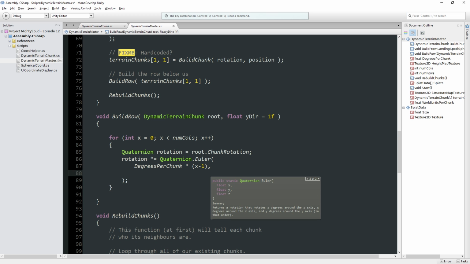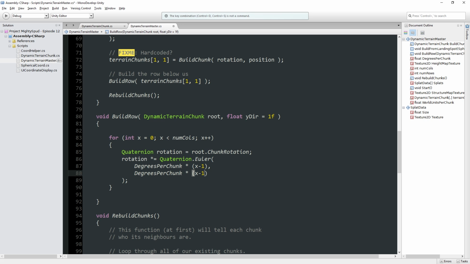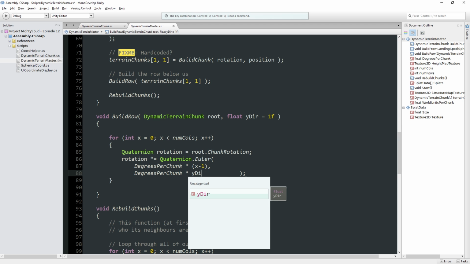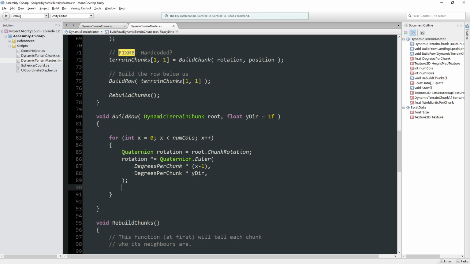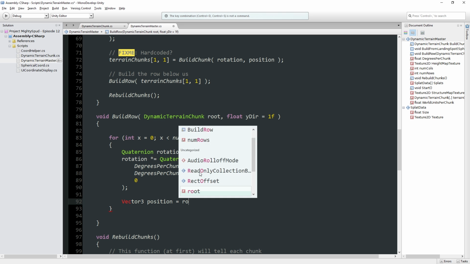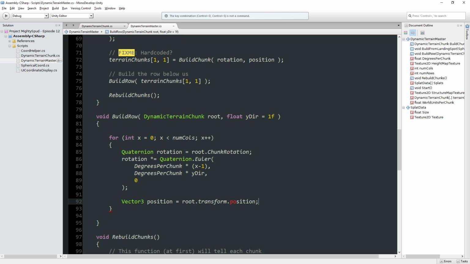We are going to do the same thing in the y direction, but for this, we're just going to use this y dir parameter, and then we don't rotate in the z. I think that's okay.